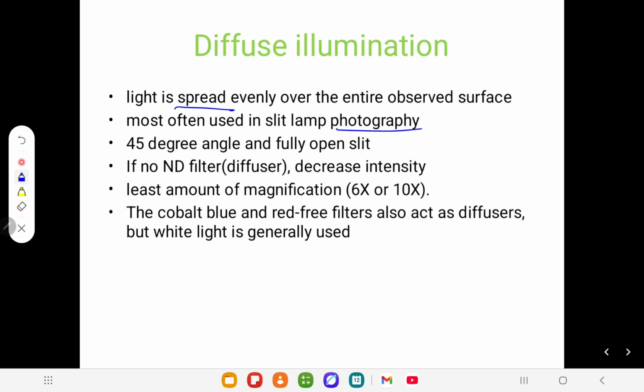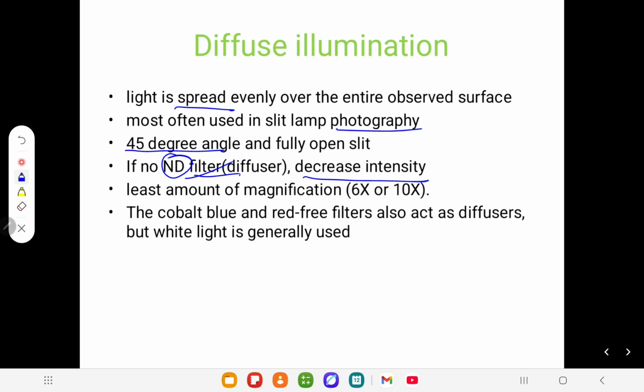Whenever there is an angle, just remember, it means the angle between the illumination system and the observation system, between the two vertical bars of the microscope and the illumination system. Okay, and if no neutral density filter is used, a diffuser filter can decrease the intensity.